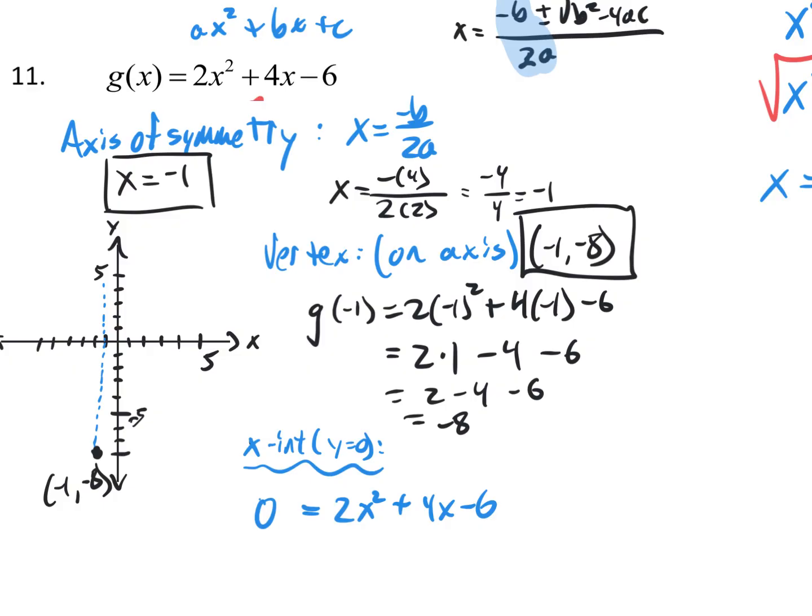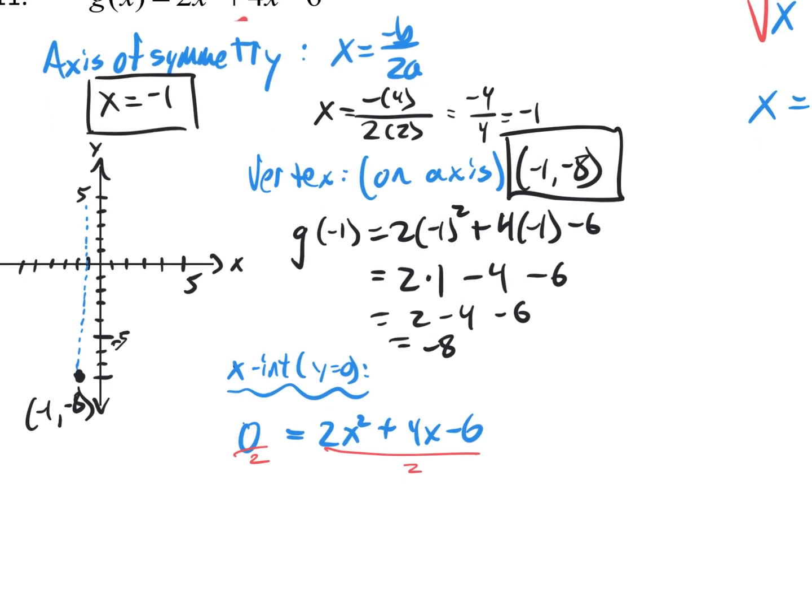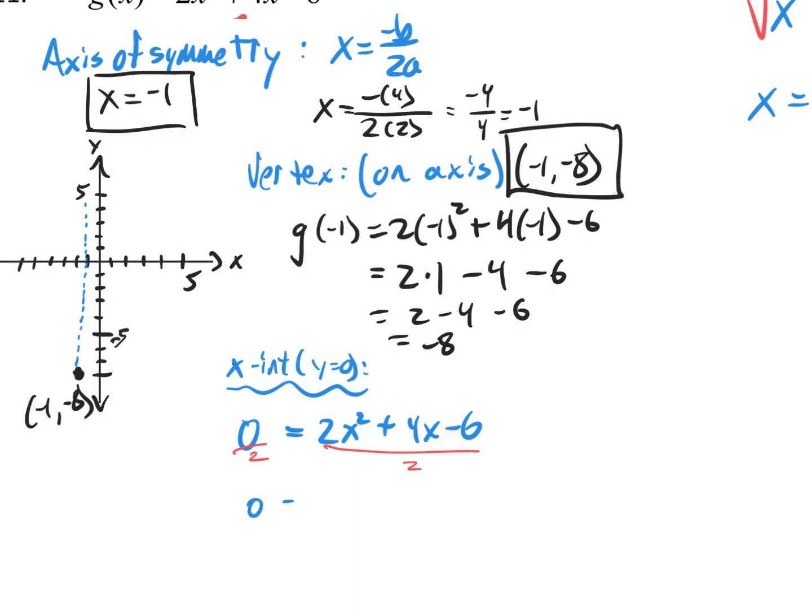Notice that this one happens to all be divisible by 2. If you have a common factor, go ahead and divide everything by 2. It'll make your equation simpler. That's why we call it simplifying. So we divide everything by 2. Can we factor this? Be nice if we could. I think we can. How about x plus 3 and x minus 1? Those multiply to -3 and add to 2.